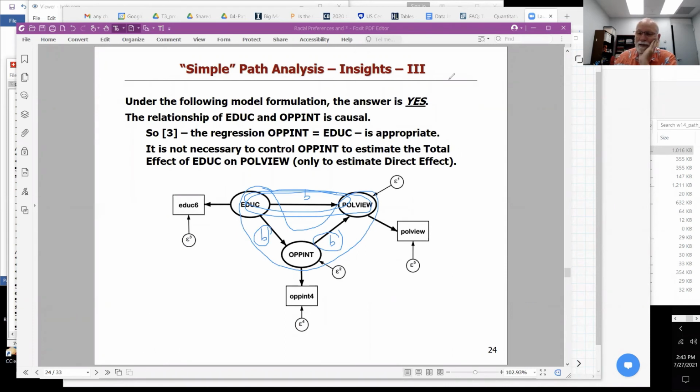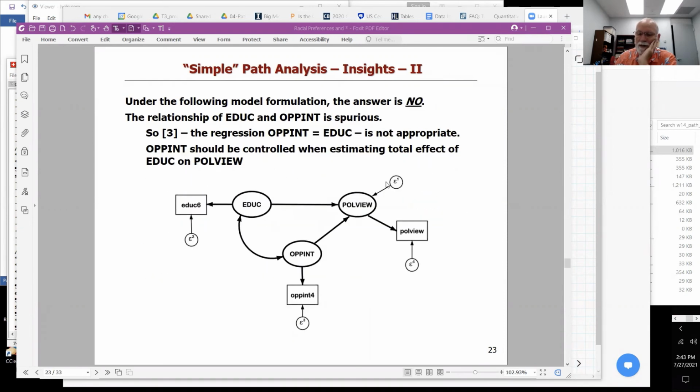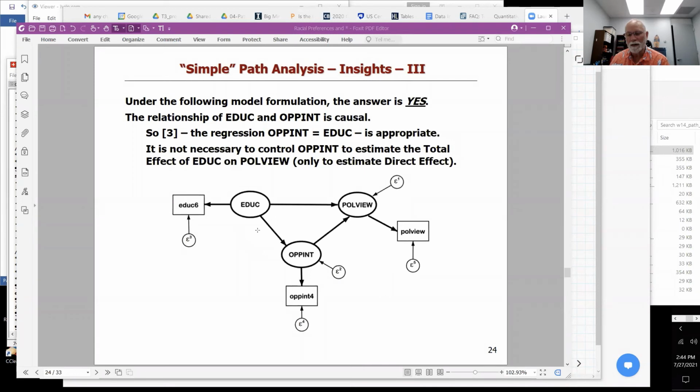The total effect is the combination of those. And here's where the model framing becomes important. In this model, we have asserted that the education op-int connection is non-causal. So the total effect is just the one arrow. In this model, we've hypothesized or asserted a causal connection. So now there's more effects from education, and the total effect is now larger, potentially.